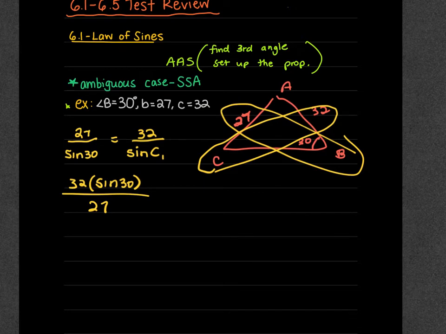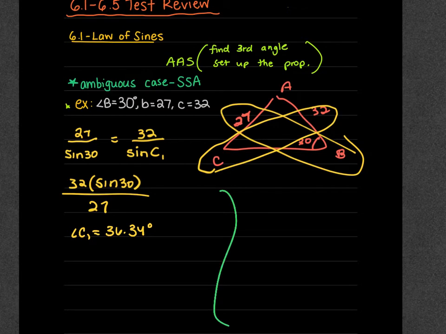So 32 sine of 27, and then I hit that wrong. Sorry, 32 sine of 30. Divide it by 27, and I get 0.5925. If that number was 1 or bigger than 1, it would be a no triangle scenario. Okay. So then I'm going to hit inverse sine. I'm going to pull that number back in, and I would get angle C1 is 36.34 degrees.